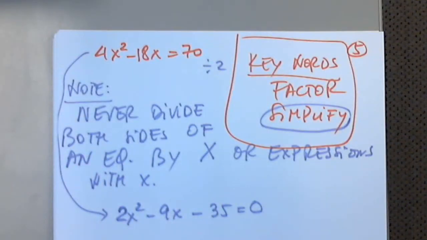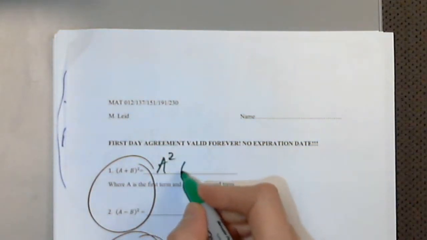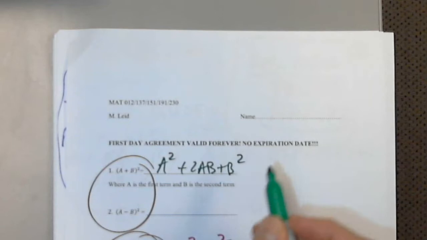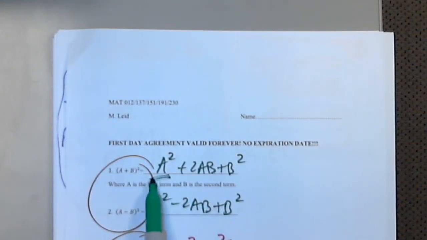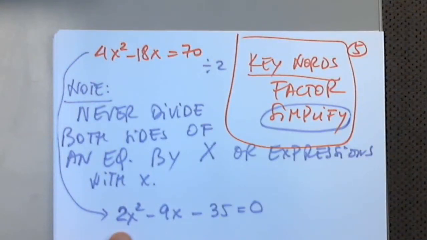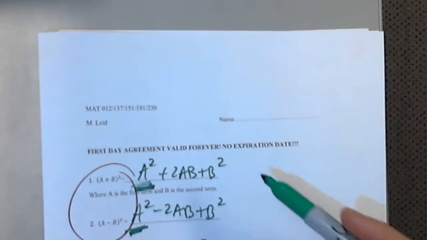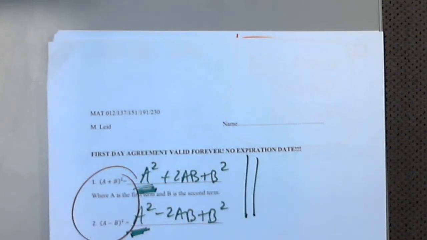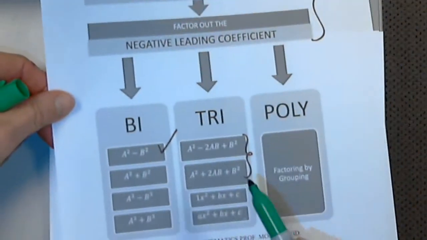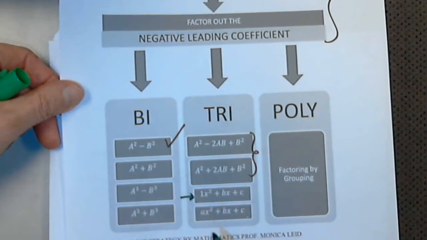That's why, right? a squared plus 2ab plus b squared, a squared minus 2ab plus b squared. But this must be a perfect square. This must be a perfect square. Is this a perfect square? No. Is this a perfect square? No. So these two do not work. I can move on.